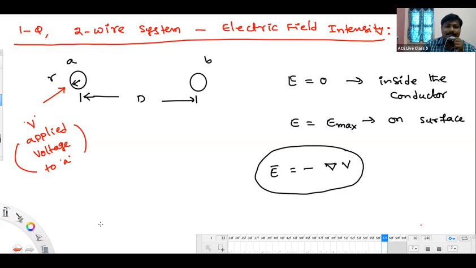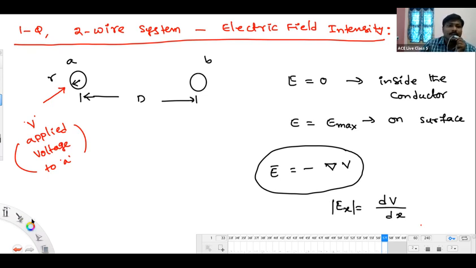Okay, next thing. Listen please. I'll write simply, magnitude of Ex equals the rate of change in the voltage with respect to X. That you can see.